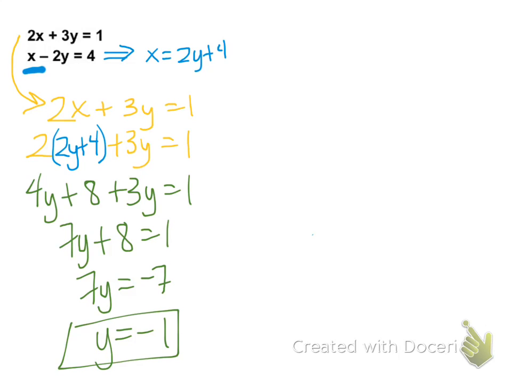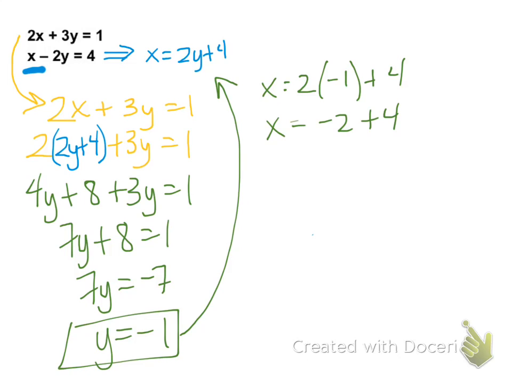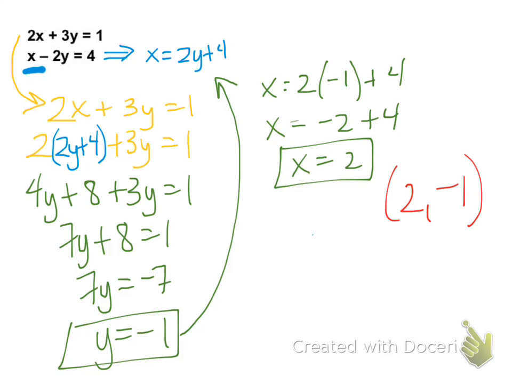Now we can take this back and substitute it into either one of the original equations. In fact, this x equals 2y plus 4 is a rewritten form of the original equation. So when we plug negative 1 in, we can see that x equals 2. You need to write your solution as an ordered pair. Of course, the x-coordinate first and then the y-coordinate, so 2, negative 1.